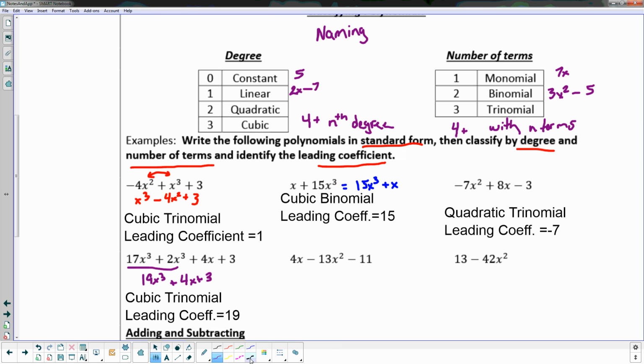All right. The next one here, we have these 2 out of order, so we're going to have to drag that negative with the 13x squared, and then drag the positive with the 4x, and minus 11. And so our name here, the degree is 2. There's 3 terms, leading coefficient 13. So degree 2 means quadratic.